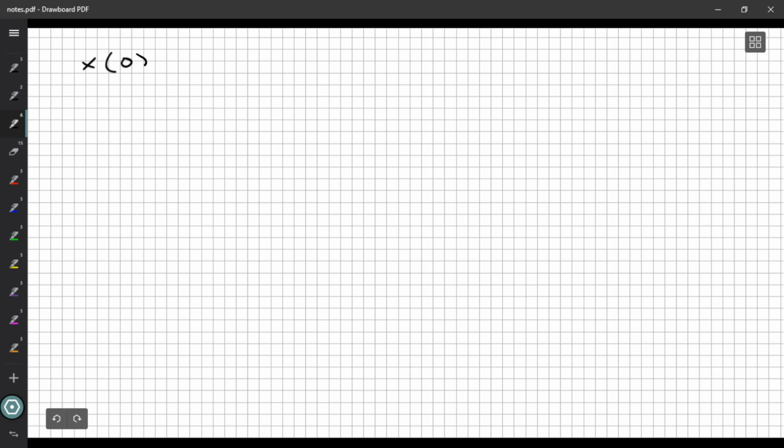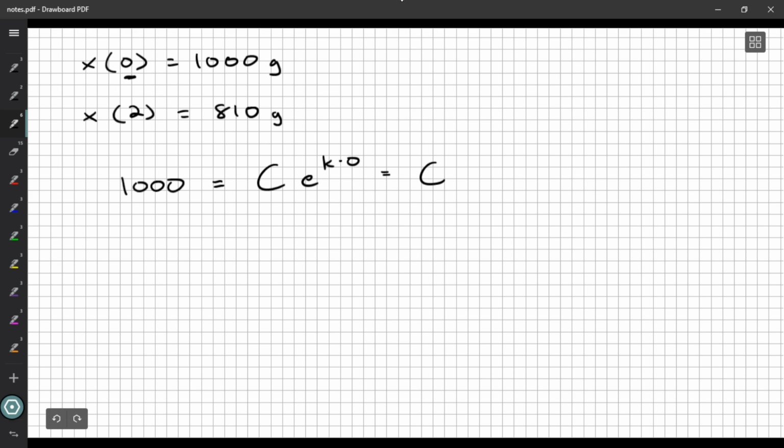But we have information. Okay, after 0 days, that is when Professor Utonium gets his chemical X, he's got 1,000 grams. 2 days later, he checks his storage, and he finds he only has 810 grams. Okay, these two pieces of information can let us figure out c, the constant that came from our integration, and k, our proportionality constant, which is based on the chemical X's properties. Okay, so we've got 1,000 is equal to c e to the kt, but in this case t is 0. So that's just going to be c e to the 0, c times 1, c. So c is 1,000.